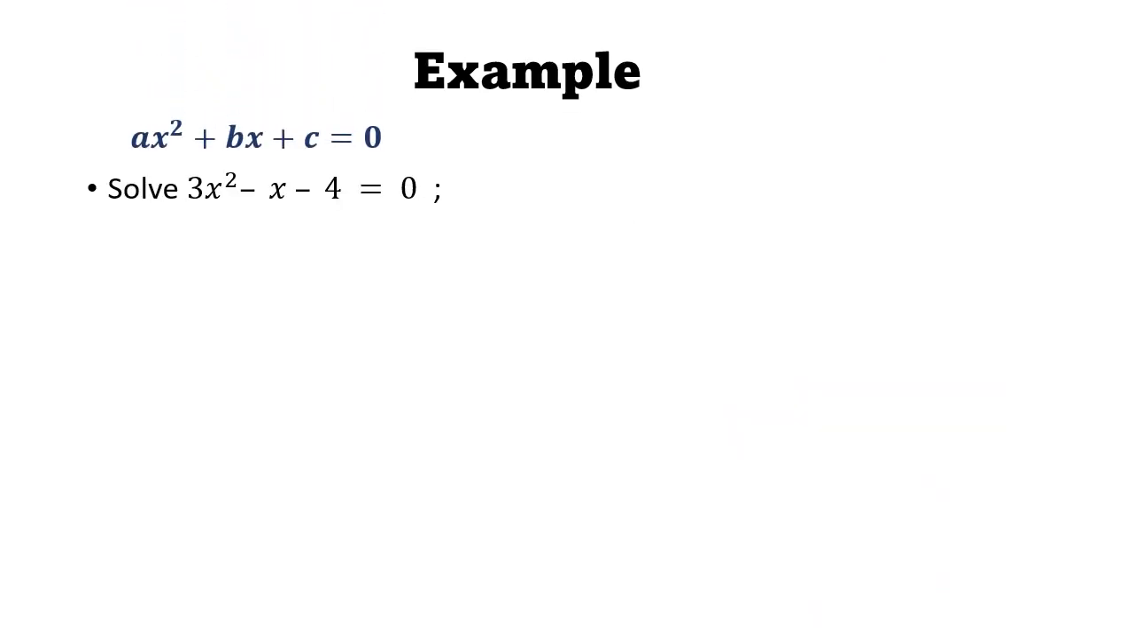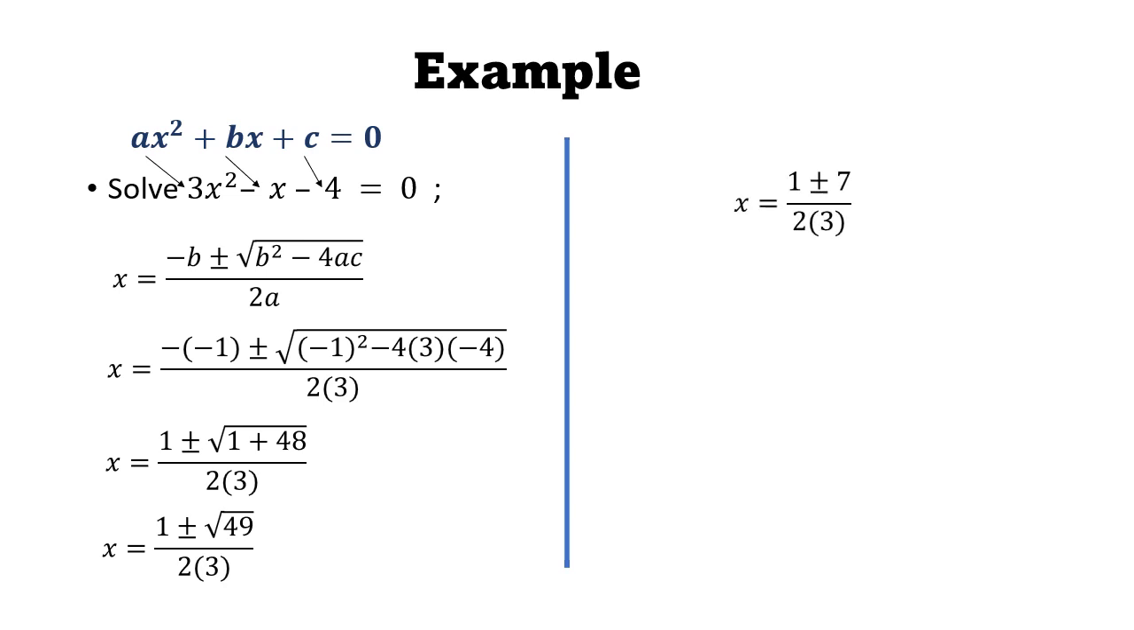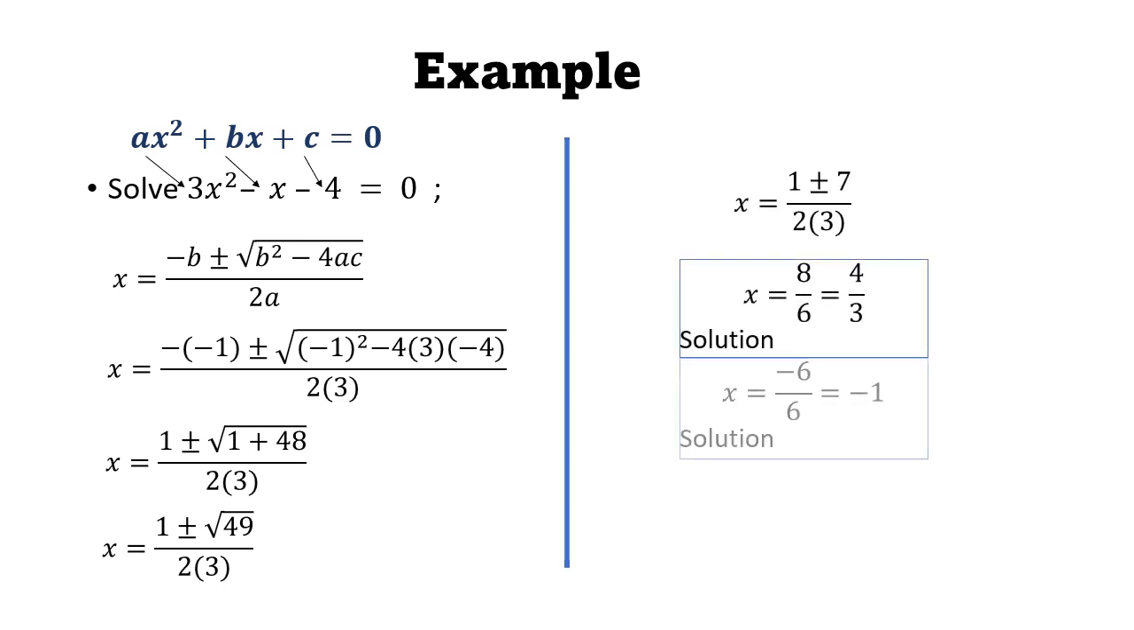Another example, we're going to solve it using the quadratic formula. My a is 3, my b is -1, and my c is -4. We're going to substitute everything in the formula and simplify. And we got the following solutions.